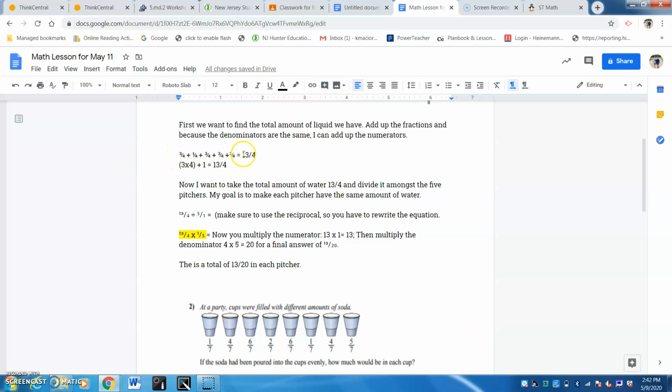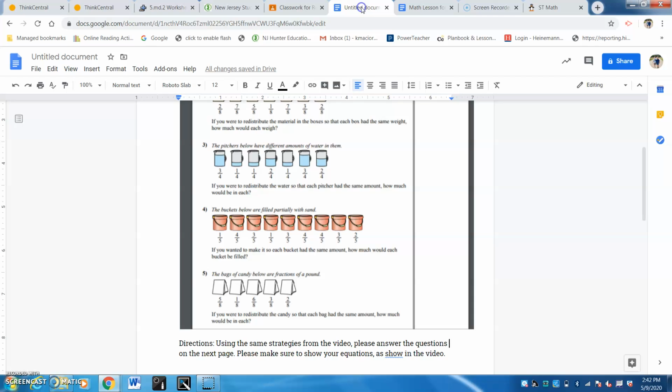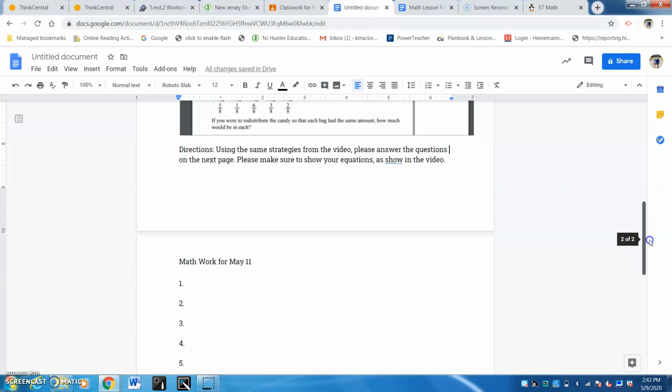I know it's hard to draw the fractions. You can just draw the number with the slash to make the fraction. I want to see your equations on this worksheet.